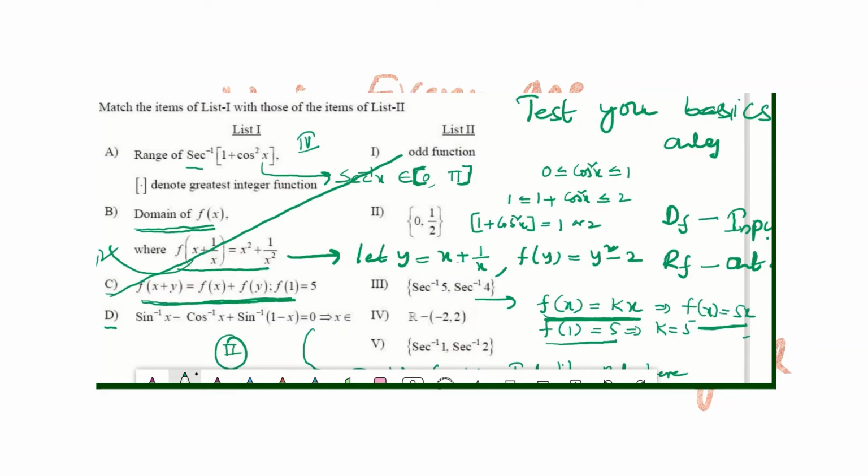When you come to the fourth one, it is given: inverse sine minus inverse cos plus sine inverse of 1 minus x is equal to 0. Then what are the values of x?